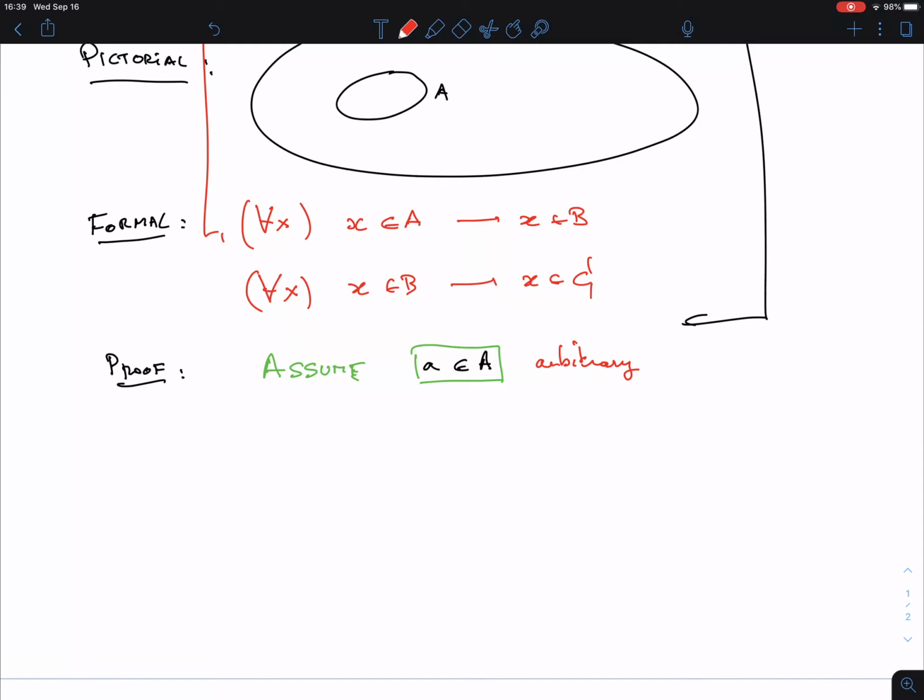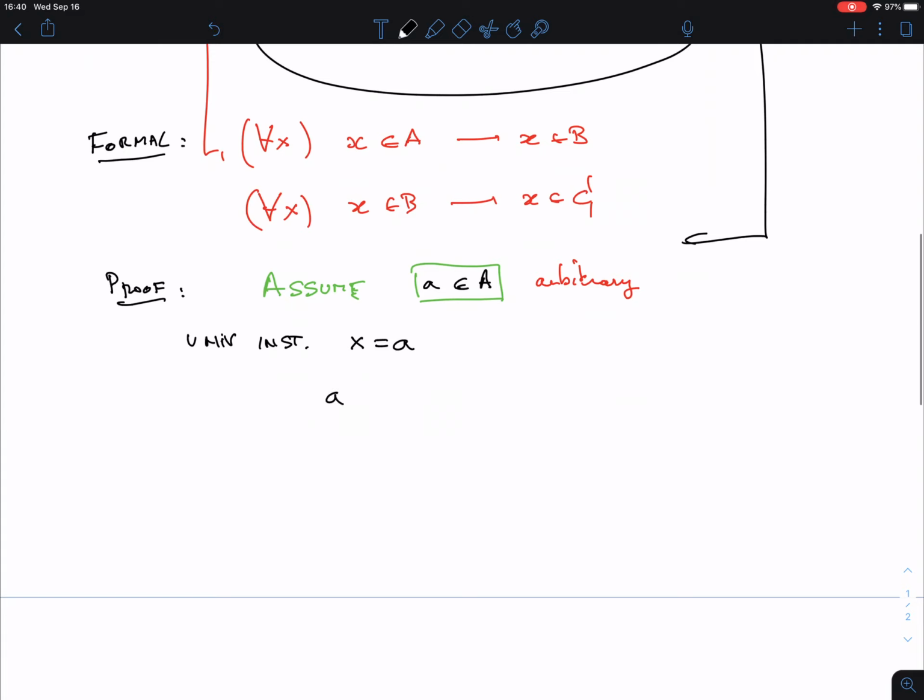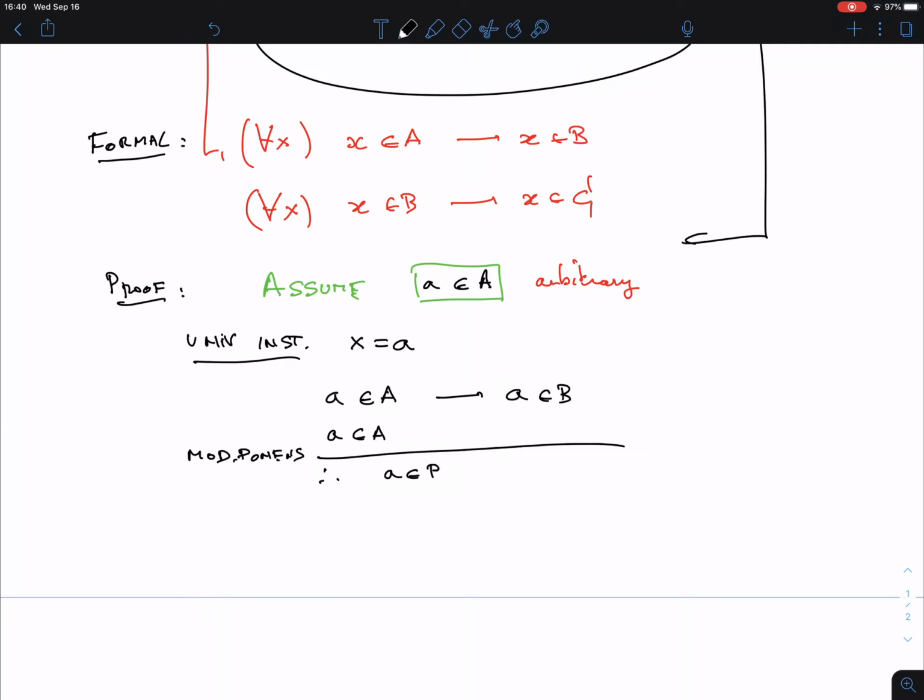So I'm going to do, let's go back into black, universal instantiation. I'm taking x equal to a. And therefore, the statement becomes, if a is in A, then a is in B. And now I can really do my modus ponens because I have a is in A. And so with this universal instantiation, now I have modus ponens. I'm going to write it this side here. Modus ponens tells me I can conclude a in B.